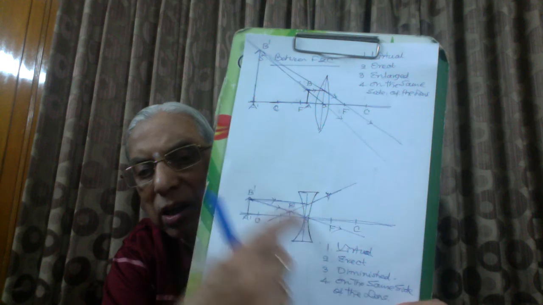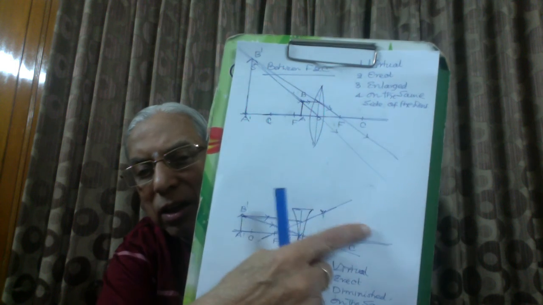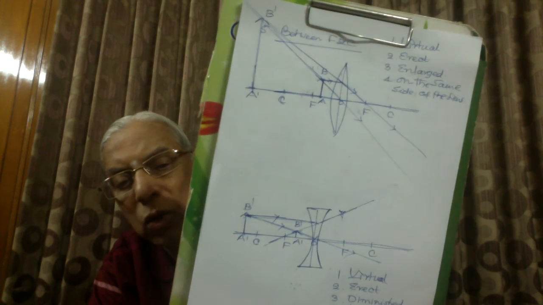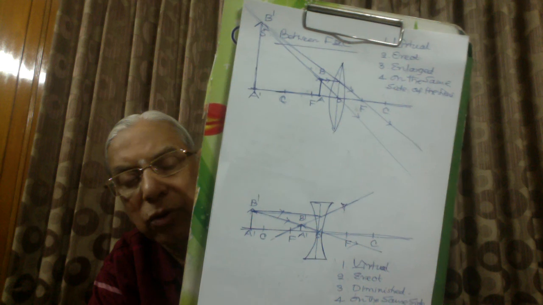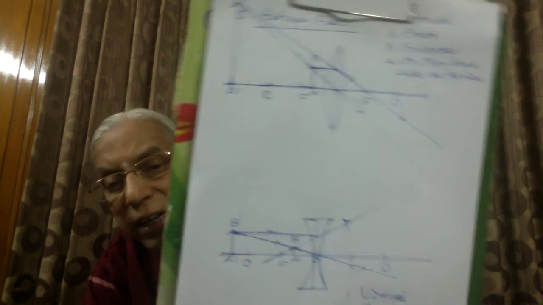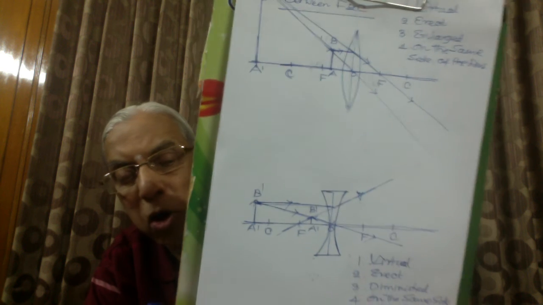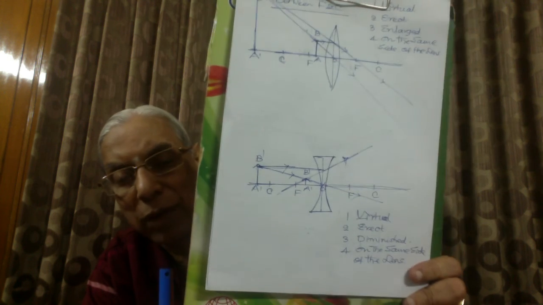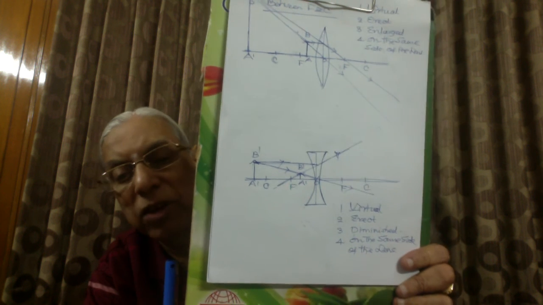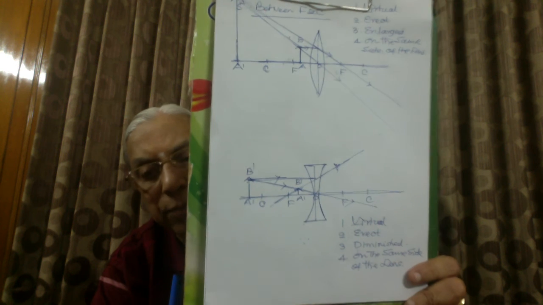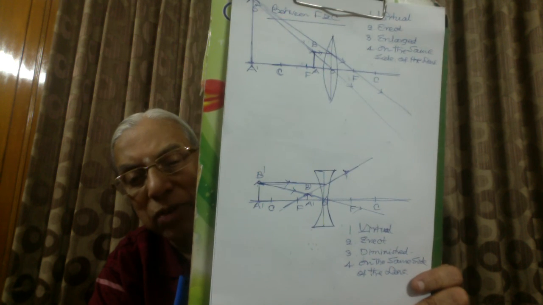That forms a divergent beam of light, and if you produce it backwards, it comes from F. The other ray passes through the optic center and gets out of the lens undeviated. At the intersection of these two rays, a small image A dash B dash is formed. Once again, what kind of image is this? It is a virtual image, and therefore it is an erect image, and a diminished image formed on the same side of the lens.